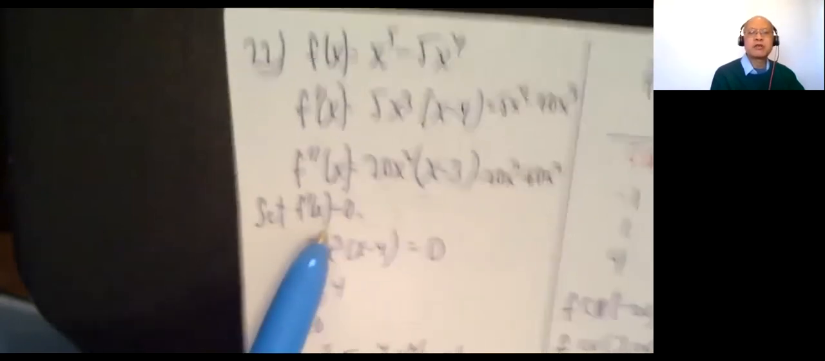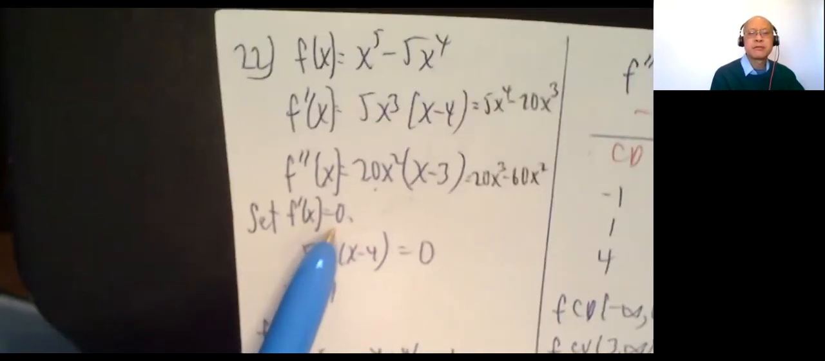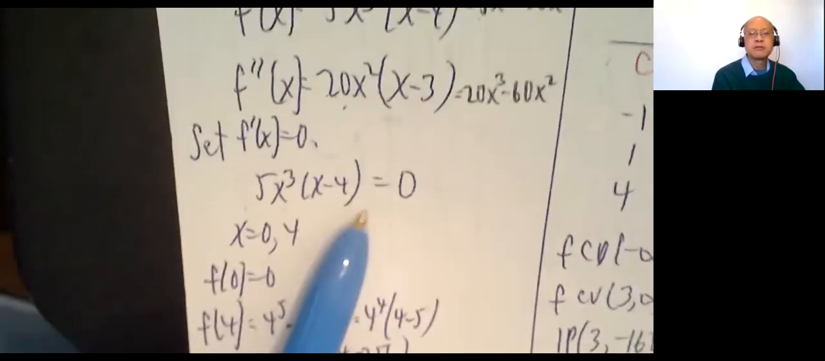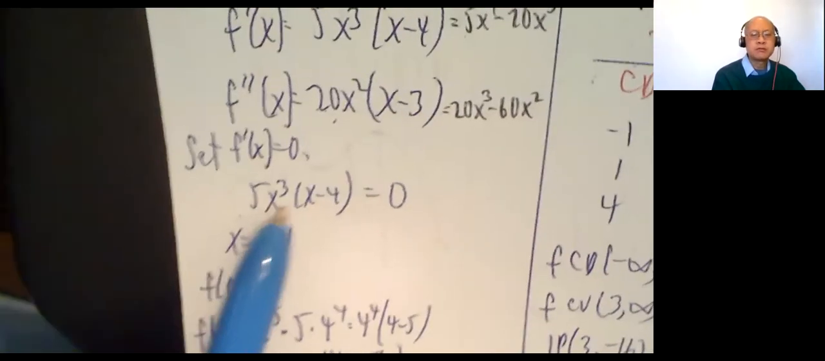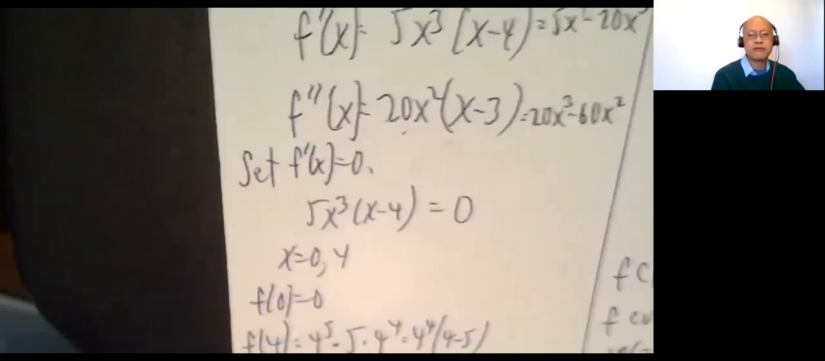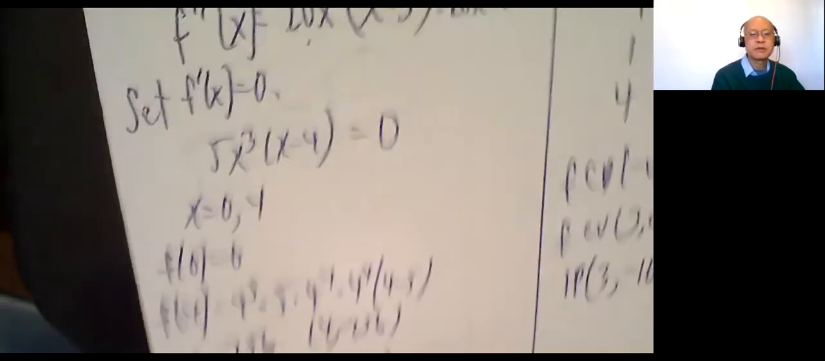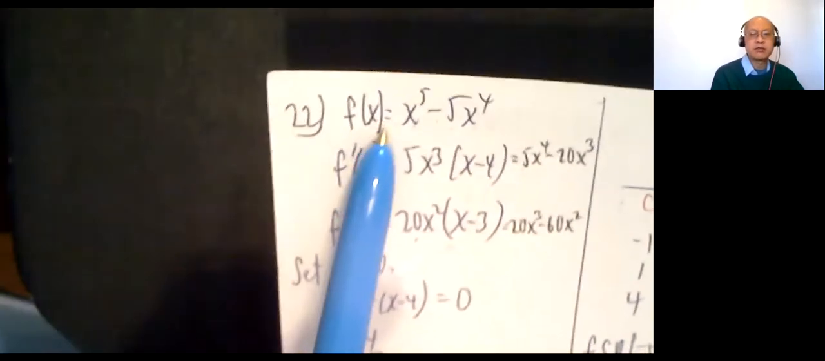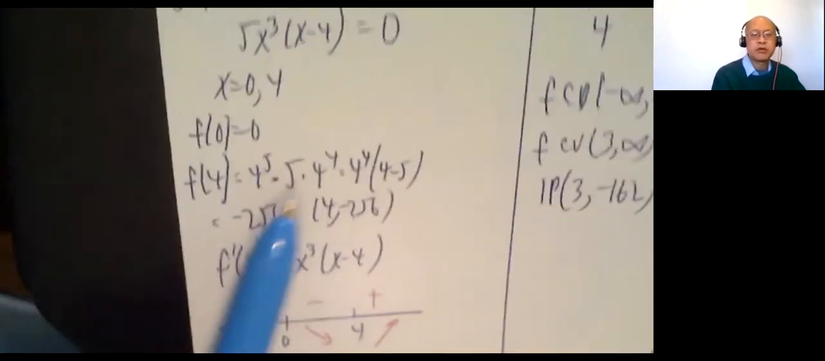Set f prime of x equal to 0. So 5x cubed times x minus 4 equals 0. So either x is 0. How do you make 5x cubed 0? When x is 0. And how do you make x minus 4 0? When you plug in 4. Plug in 0, you get 0. That's very easy. 0 to the 5th is 0, 0 to the 4th is 0, 5 times 0 is 0, 0 minus 0 is 0. So 0, 0. What's not nice is 4.